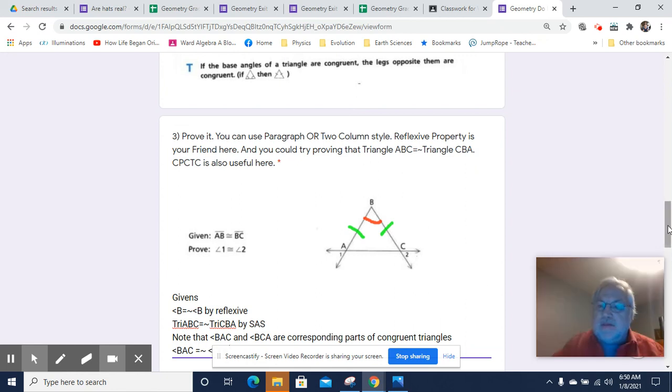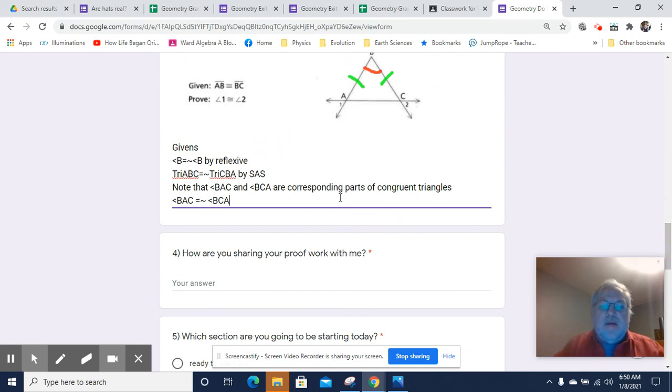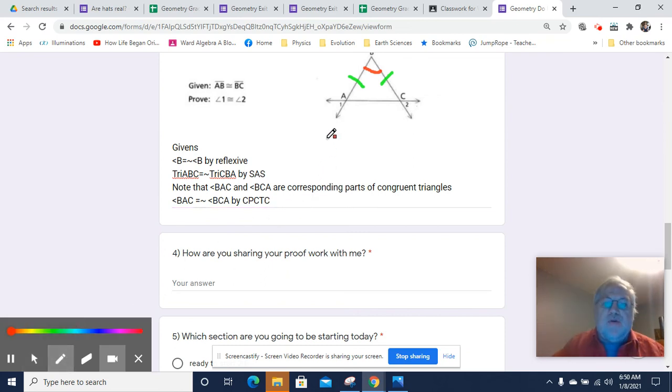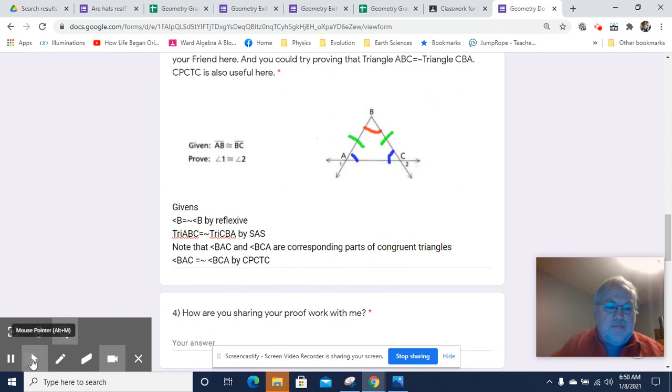Let me scroll down so you can see what I'm doing there. Okay, and I can prove that by CPCTC. Corresponding parts of congruent triangles are congruent. So let's label those congruent parts. So those angles are congruent. And I'll scroll down a hair so you can see the whole triangle.